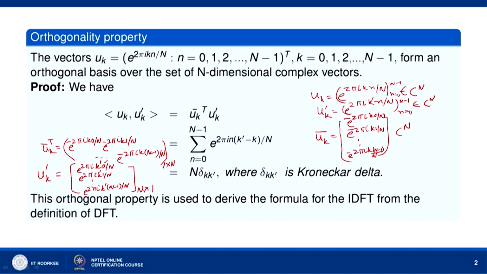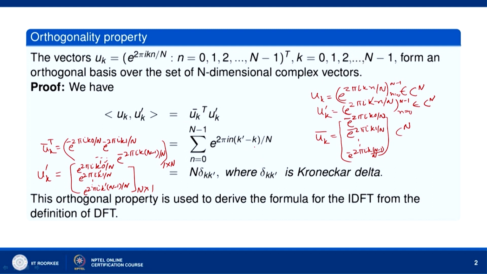Okay. So, a 1 by n matrix multiplied by an n by 1 matrix gives you a 1 by 1 matrix, and here when you sum this series, this is a geometric series. Here you can see that if k is equal to k dash, e to the power 0 will be equal to 1, and n is varying from 0 to n minus 1. So, this total sum will be n.